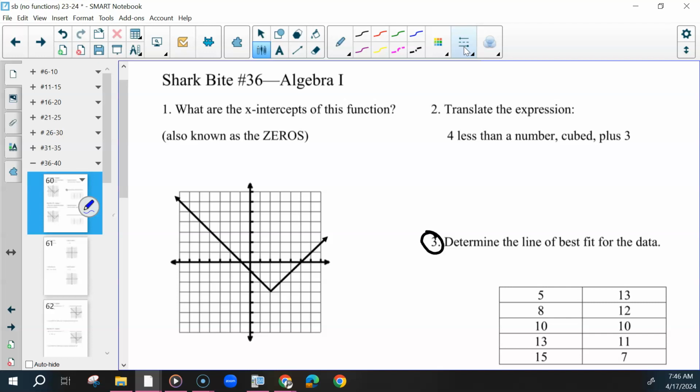Alright, for number 1, the x-intercepts, we're just looking for where this crosses the x-axis, and writing those as ordered pairs. So (-1, 0) and (5, 0). Do we have to put that x back? No, you just need the ordered pairs.